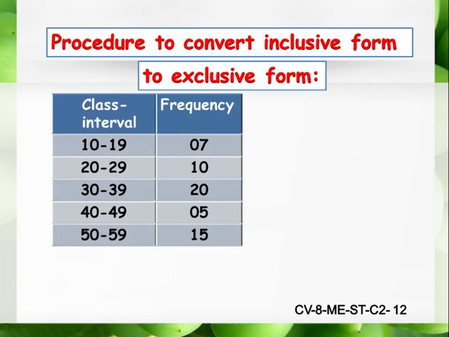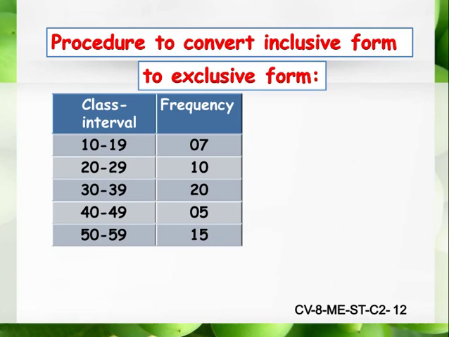Look at this class interval given in this table. That is 10 to 19, then 20 to 29, 30 to 39, 40 to 49, 50 to 59. What type of class interval it is? You are right, it is inclusive type of class interval. So it should be converted to exclusive type of class interval.